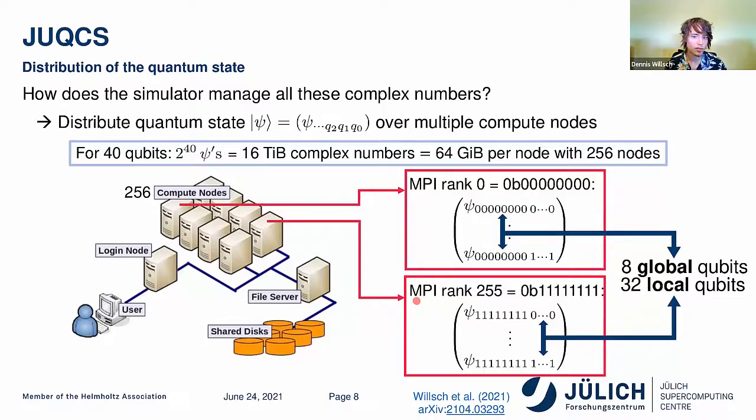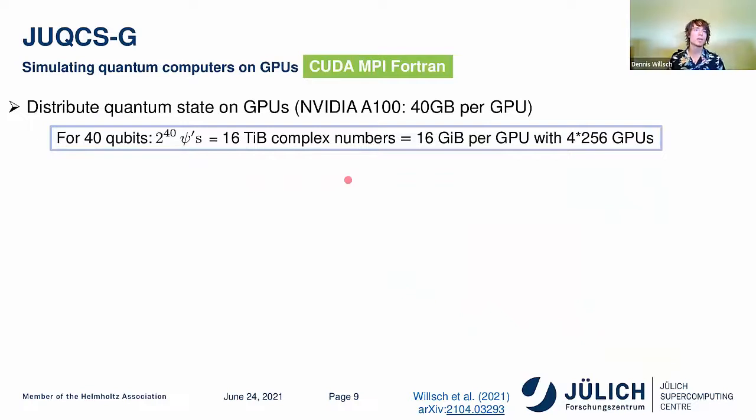So that's for the CPU-based version. Now we have a GPU-accelerated simulator, but basically there's not much different here. So instead of distributing all these complex numbers on the different compute nodes, we directly put them on all of the GPUs that take part in the simulation. So we have a bunch of NVIDIA A100 GPUs, so 3,744 to be precise, and each of them has a memory of 40 gigabytes. So if we were simulating a 40 qubit circuit, we could put all those numbers in packages of 16 gigabytes per GPU on the system.